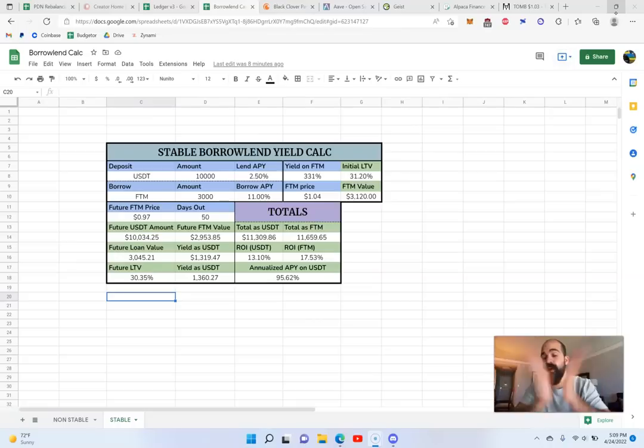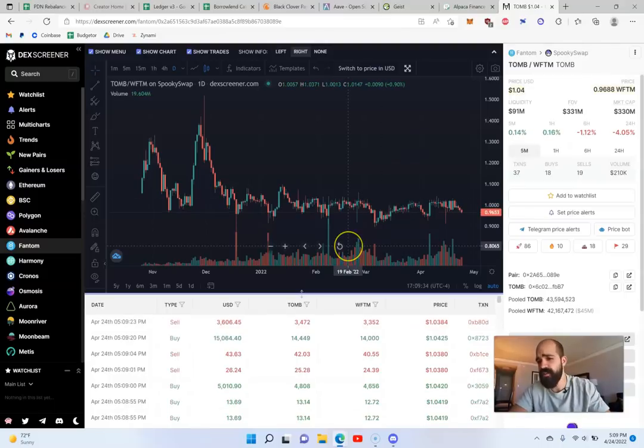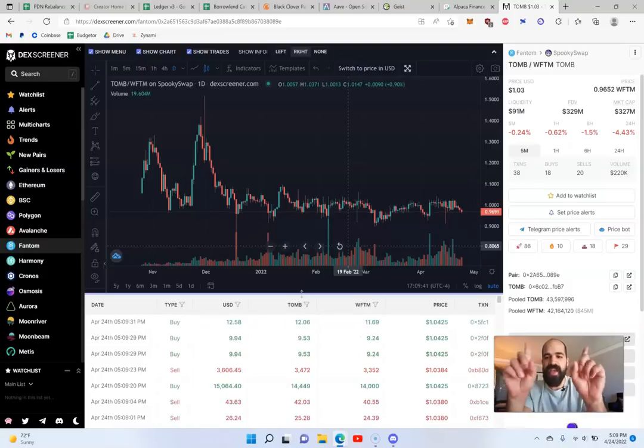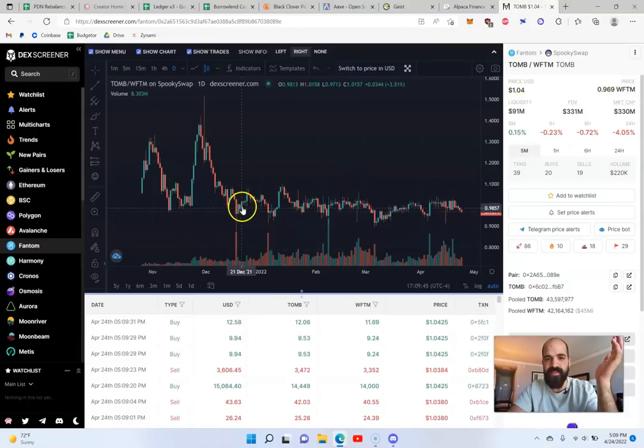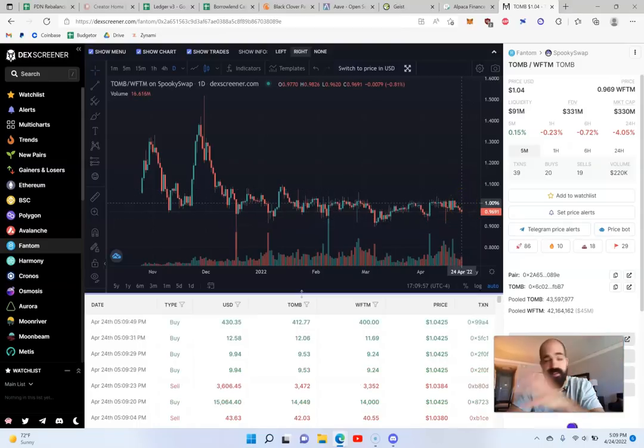Why am I saying Phantom Tomb? Because that's clearly what you would be using to get a 300% APY on Phantom. So let's look at that. First, if you don't know, Tomb is an algo stable for Phantom, which means it's pegged 1-to-1 with Phantom roughly. You can see it's deviated a bit, but since December it's been roughly around 1, so plus or minus 10% more or less.